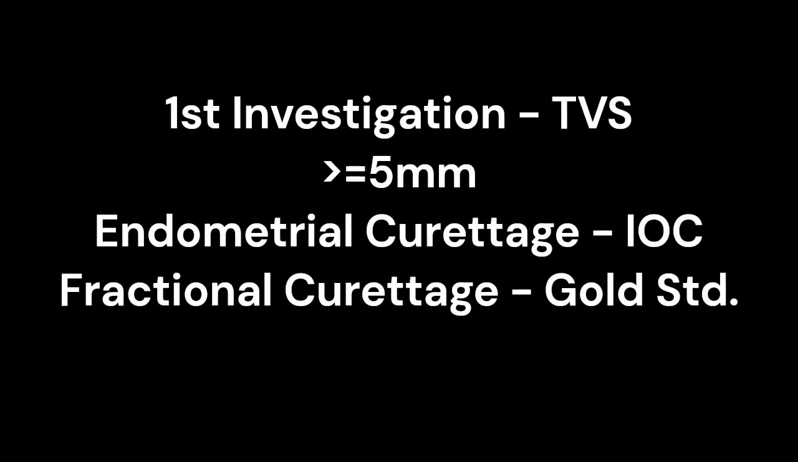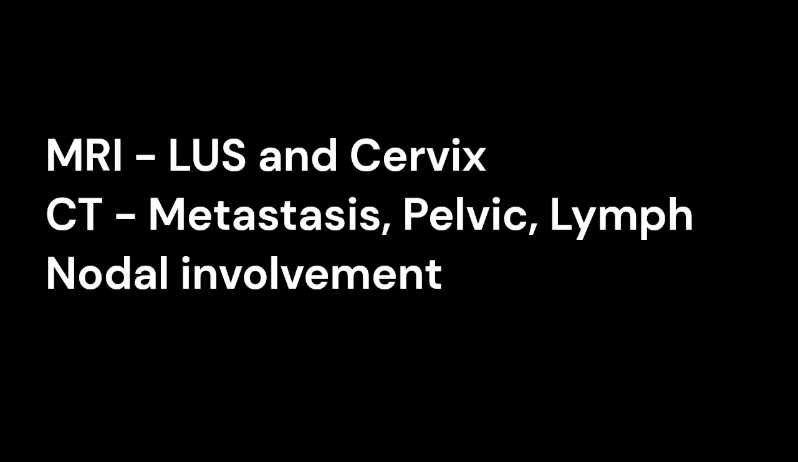When a postmenopausal female presents with bleeding, the first investigation to be done is a TVS or a transvaginal sonograph. In that, the endometrial thickness is checked. If the endometrial thickness is more than or equal to 5 millimeters, then an endometrial curettage is done. This is the investigation of choice. The gold standard investigation is a fractional curettage.